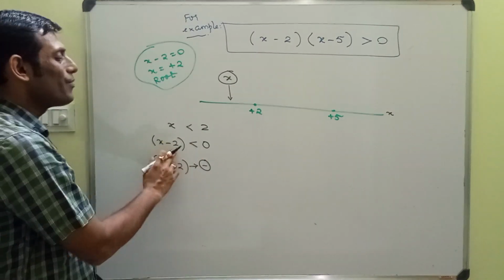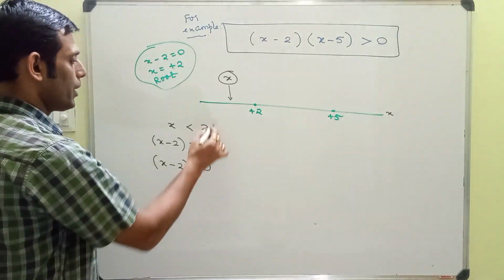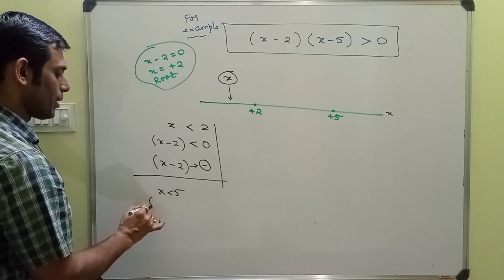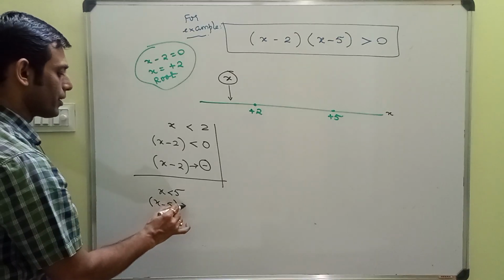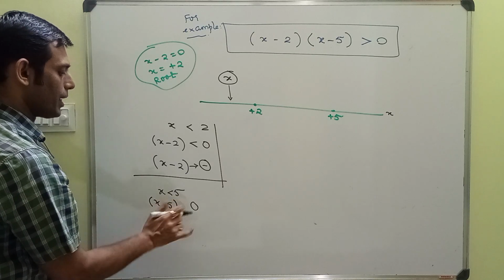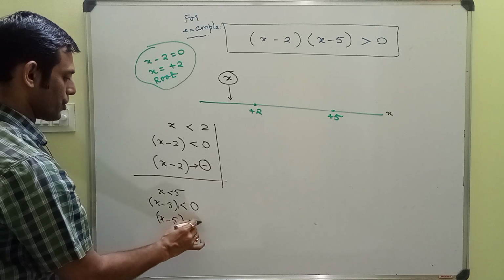Now instead of 2, if I would have written 5, the result would have still been the same. If instead of 2, I would have written 5, x less than 5, that means x minus 5 as a factor turns less than 0, that means x minus 5 as a factor turns negative.